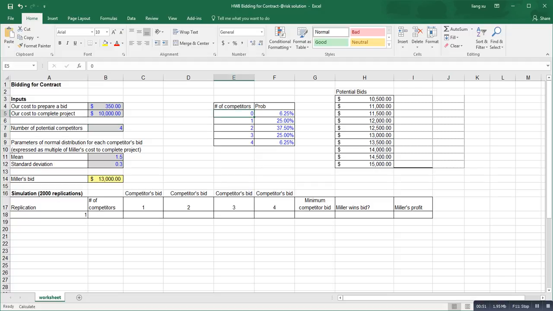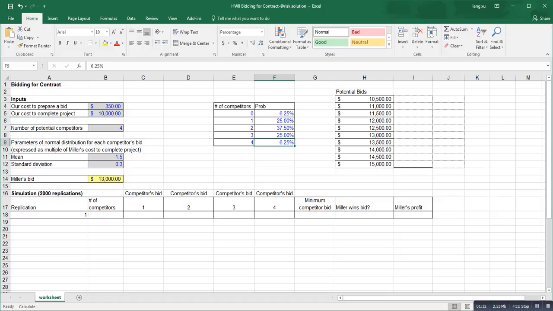There is some chance you have, say, 2 competitors. The corresponding probability is this. Sometimes all 4 competitors would join in bidding for the contract, and the corresponding chance is this. So obviously the number of competitors follows a discrete distribution here.